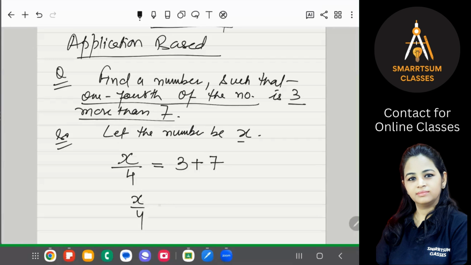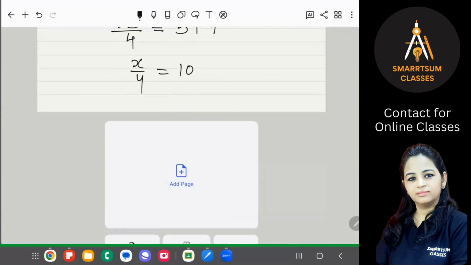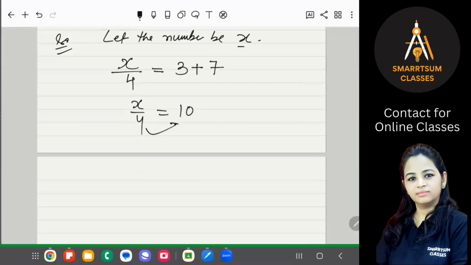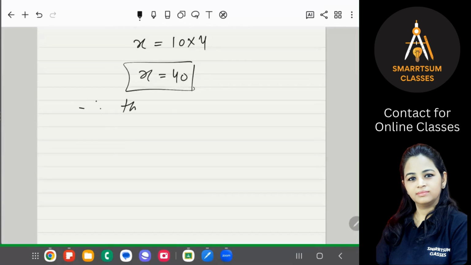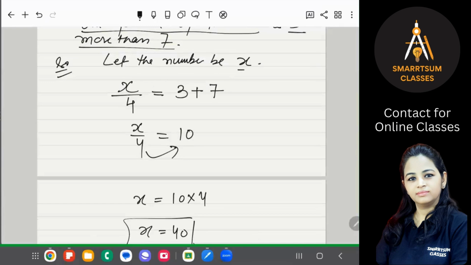So your equation is now x by 4 is equal to 10. Now you can find the value of x, means the number. So you can take 4 to the other side, so it will become 10 into 4. That is x is equal to 40. So your number is 40. Therefore, the required number is 40. Understood? Are you getting that? So in this way, we have to do the equation based, application based questions.